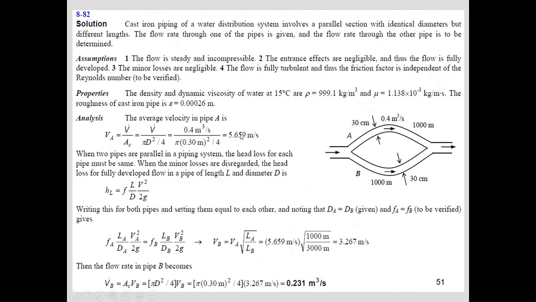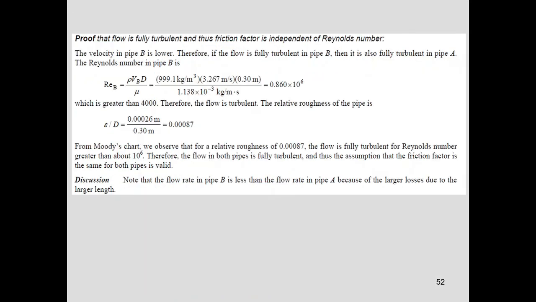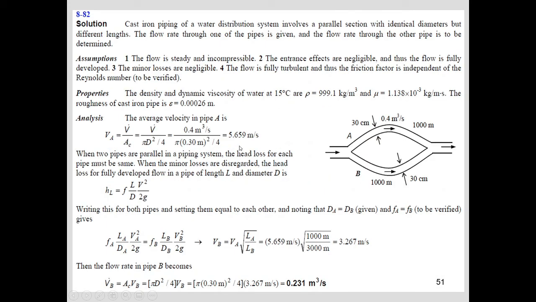First we calculate the V for the first pipe. You know that V dot for pipe A is 0.4 meter cube per second, and the diameter is 0.3 meter. So you can calculate the velocity, which is equal to 5.656 meters per second. Then this is the information for major losses.